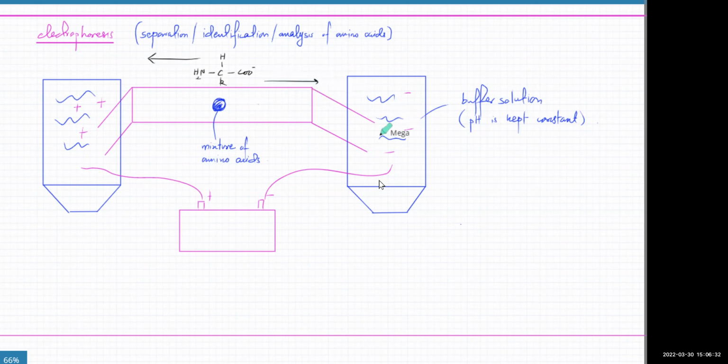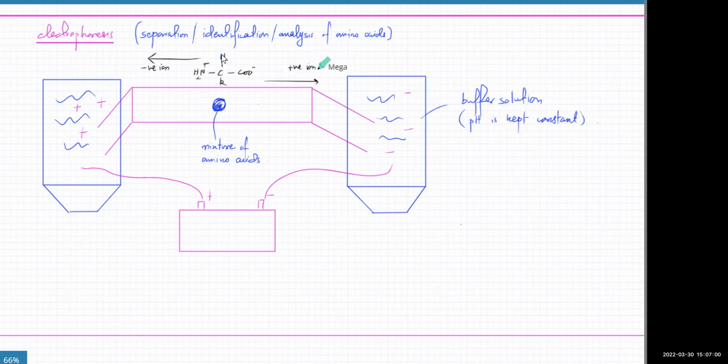And if vice versa, if it's a positive zwitterion, then it's going to get attracted to the other side. And if it's not a zwitterion, if it's a negative ion, then it's going to get attracted to the positive side. If it's a positive ion, it's going to get attracted to the negative side. And if it's a zwitterion, then it stays in the middle. Okay, so the negative ion would get attracted over here, the positive ion would get attracted over here.